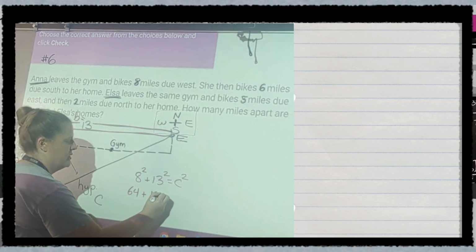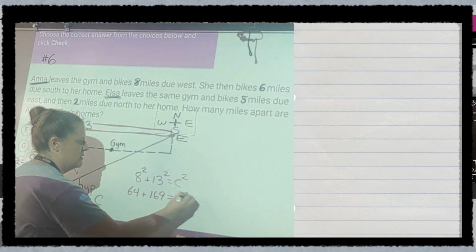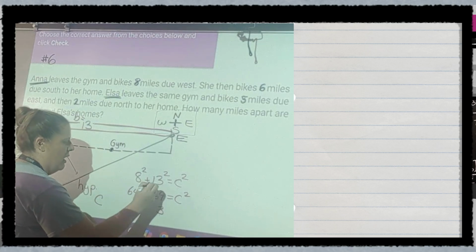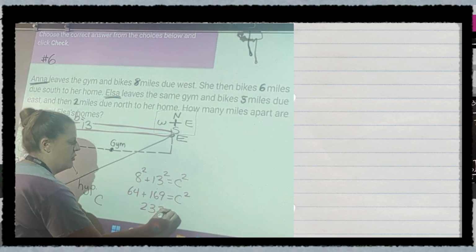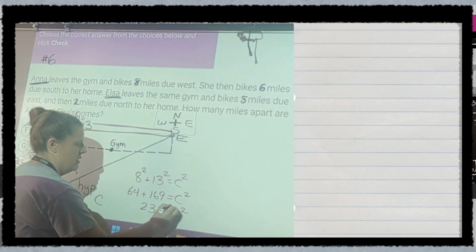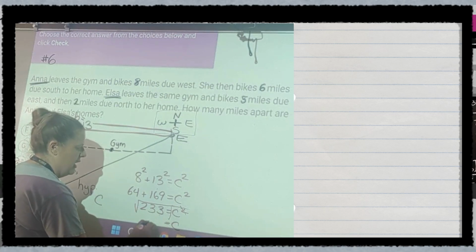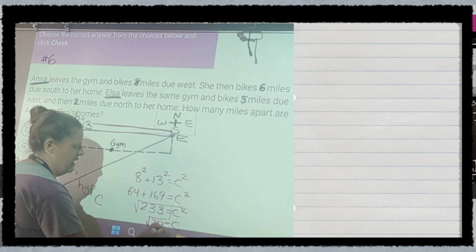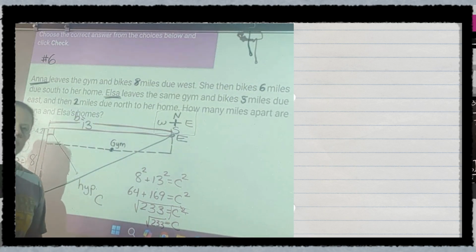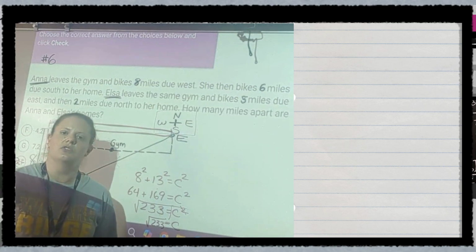64 plus 169 equals C squared. That would be 233 equals C squared. Take the square root of both sides to get C by itself. And I'm going to come up with some kind of a decimal answer. You can use your calculator to get closer to the right answer.